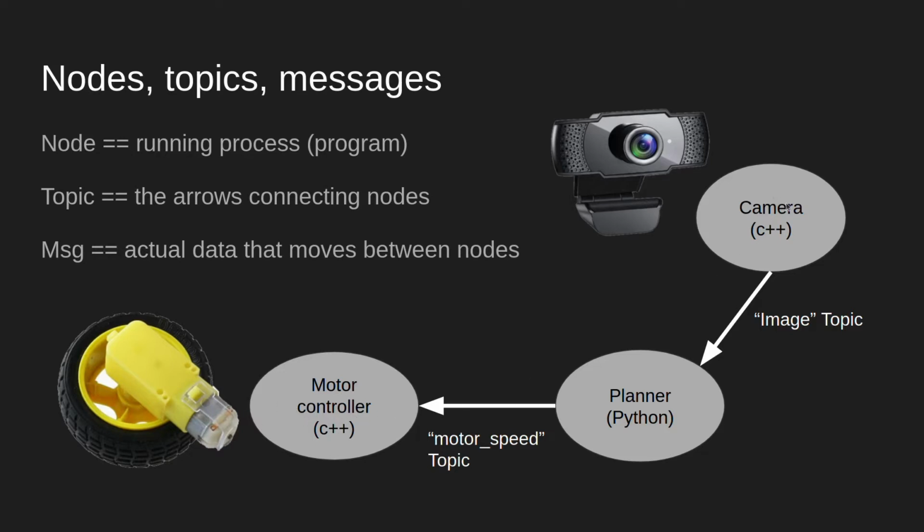So this is the basic structure of what a ROS program may look like. You have the nodes, which are the programs running. You have the topics, which are the things that the nodes use to communicate with each other. And you have the actual messages, which are the bits of information that actually go between each node. So that's all you need to know about the basics of ROS. This is how programs are organized.